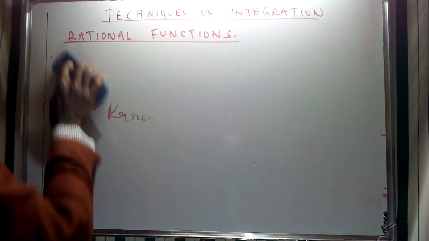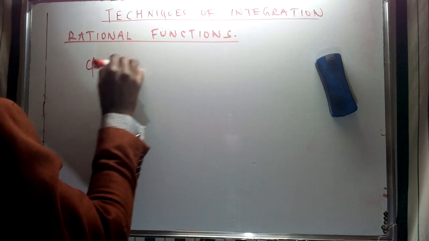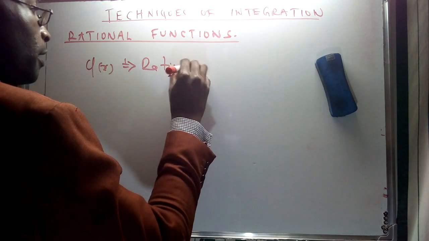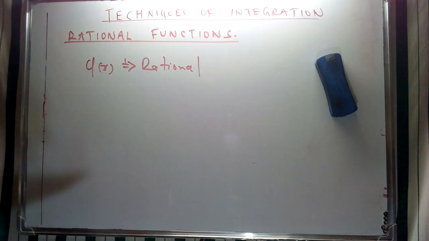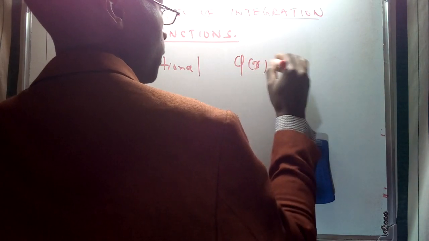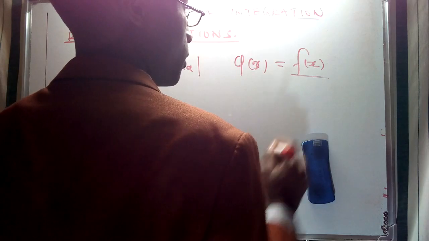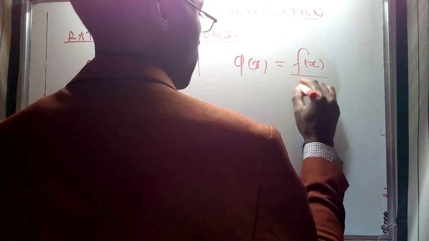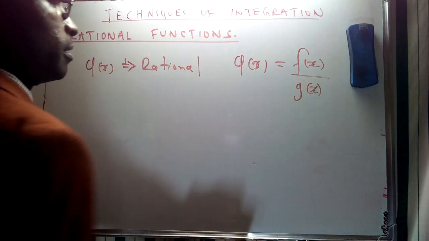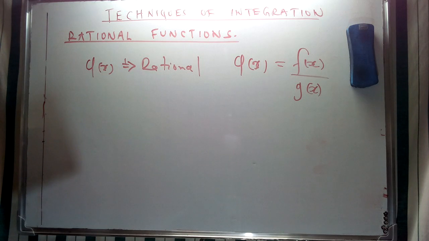Suppose we have a function q of x, which is rational. We can represent this function q of x by f of x as the numerator part of that rational function, and g of x representing the denominator.